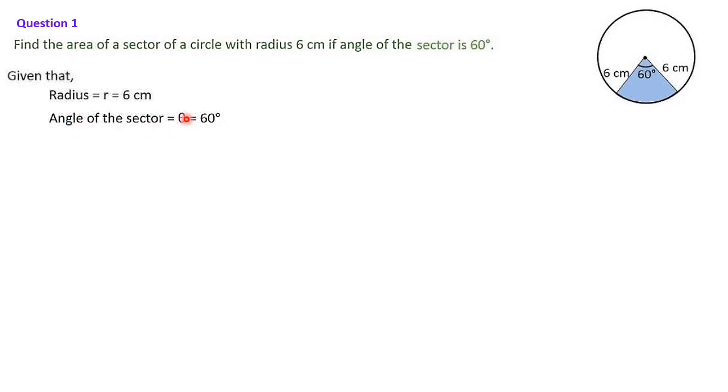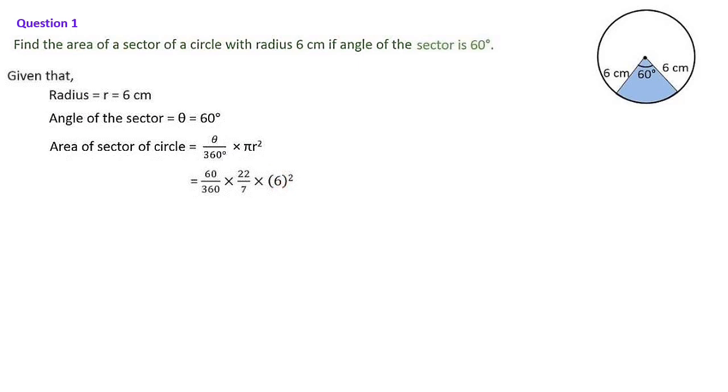Angle of the sector theta is 60 degrees. We are asked to find the area of the sector. Theta by 360 into pi r square is the formula. Let's substitute it. Theta is 60 by 360 into pi value is 22 by 7 into 6. Radius is 6, so 6 square.